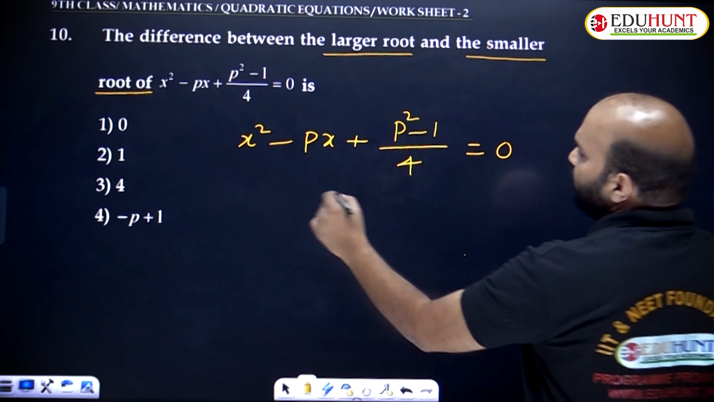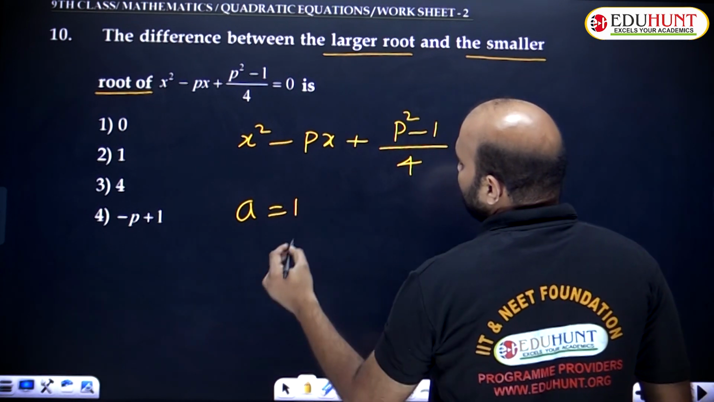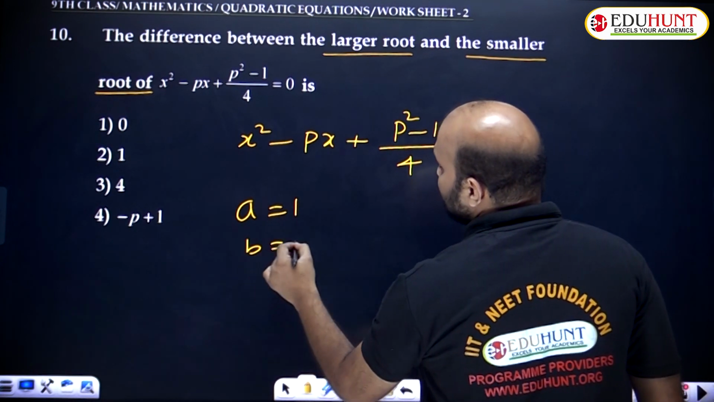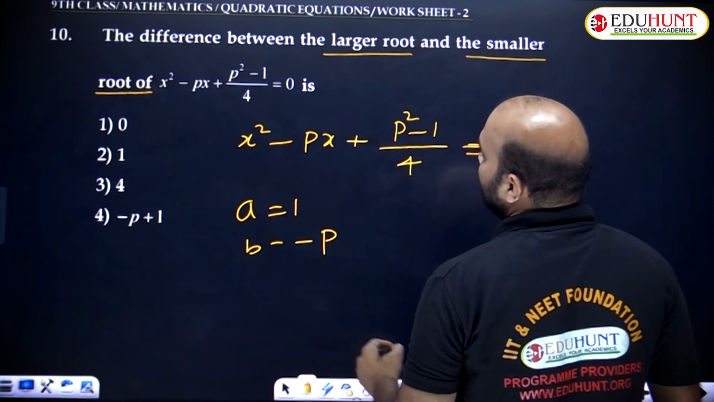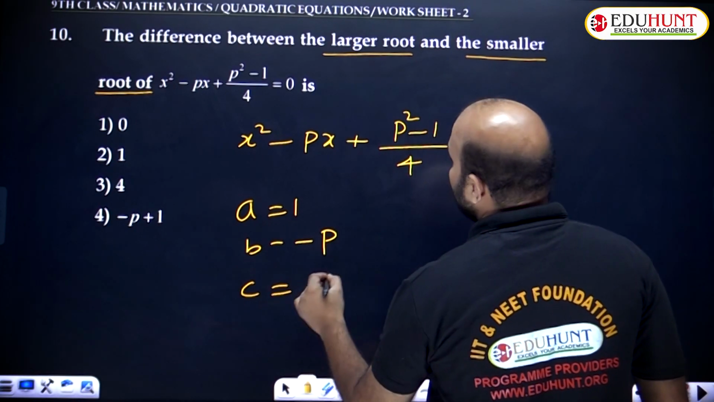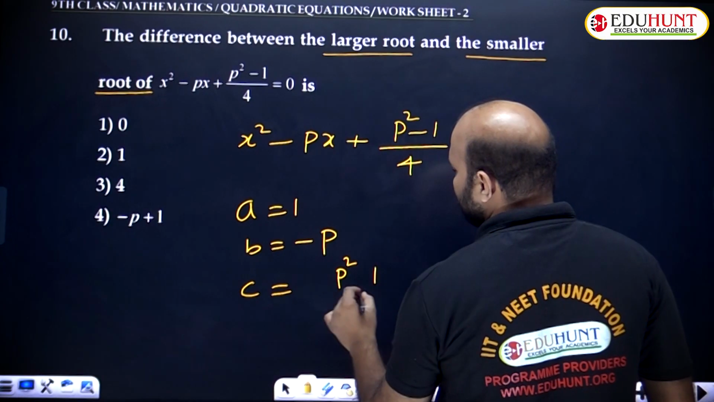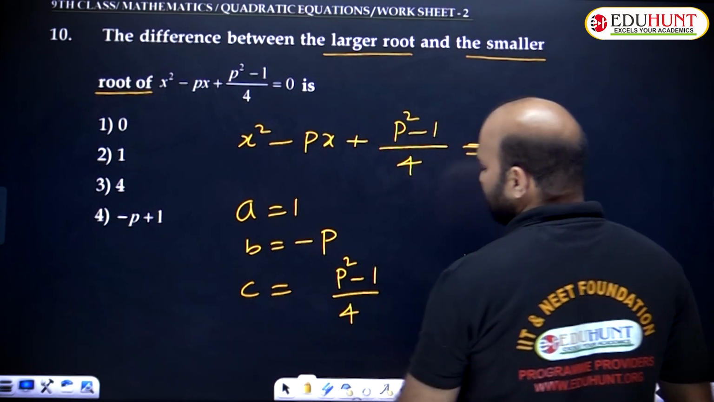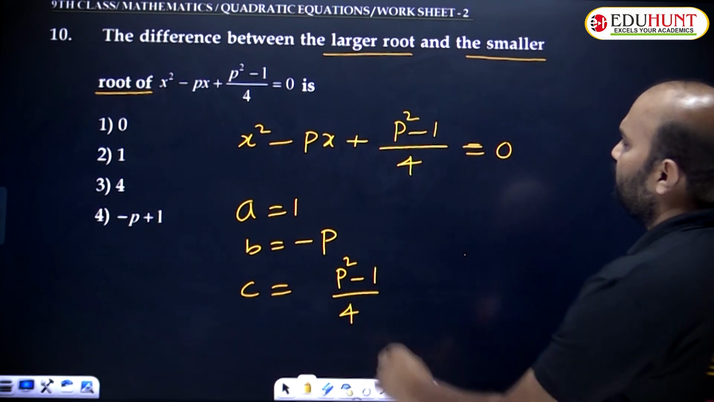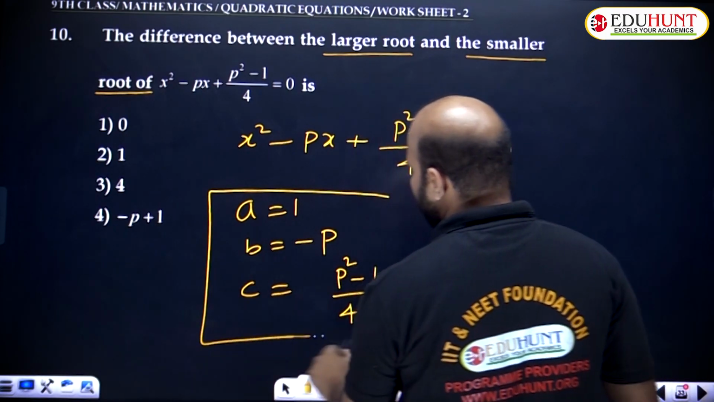Here the x² coefficient a is 1, the x coefficient b equals −p, and the constant c is p² − 1/4. So these are the given values. Clearly we need to understand the question.